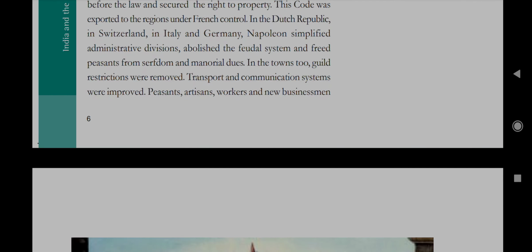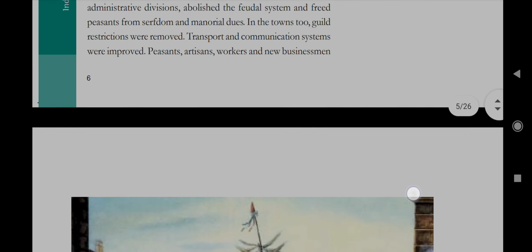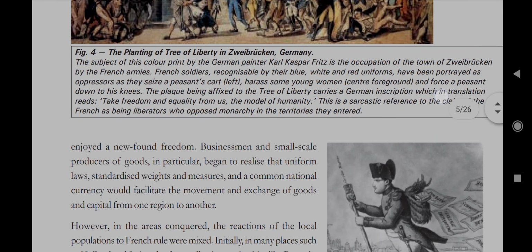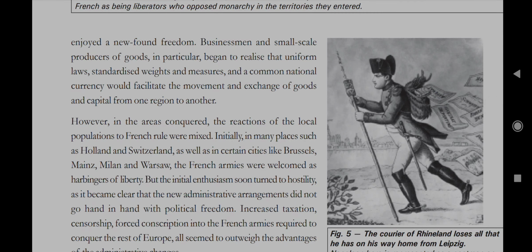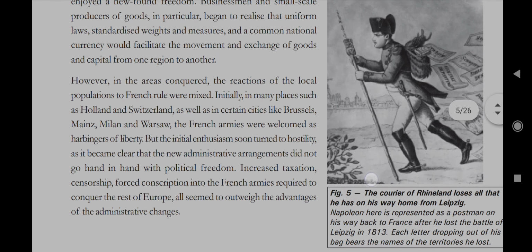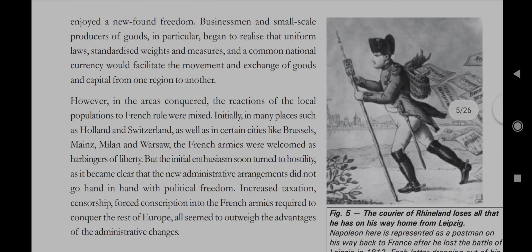Transport and communication systems were improved. Masons, artisans, and businessmen enjoyed the new freedom. So as the transport system was improved and guild restrictions were removed, peasants and businessmen were very happy with it. Businessmen and small-scale producers of goods in particular began to realize that uniform laws, standardized weights and measures, and a common national currency would facilitate the movement and exchange of goods and capital from one region to another.